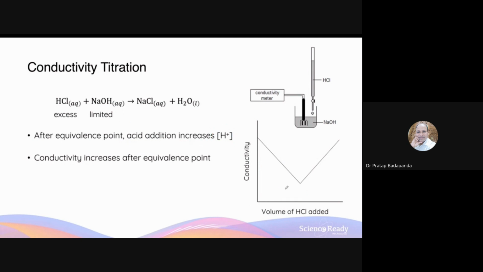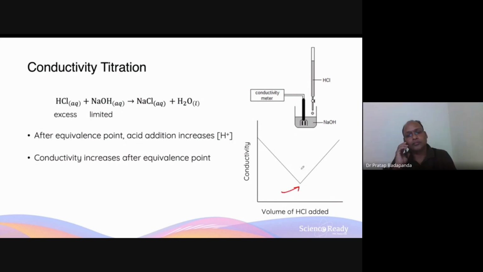In conductometric titration, we often see a turning point in the changes in conductivity as the titration is being carried out. In a strong acid and strong base titration, this turning point is very clearly identified as the minimum point of the conductivity curve. If we can identify the volume of acid added at the equivalence point, we can then work out the concentration of the unknown solution.